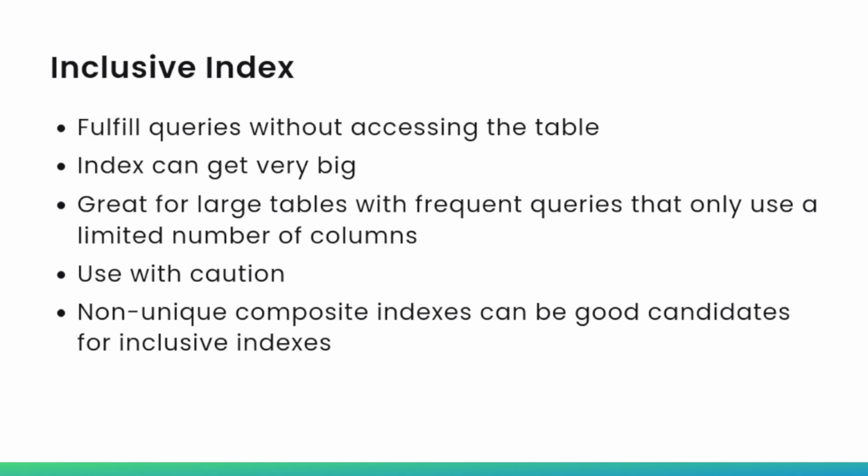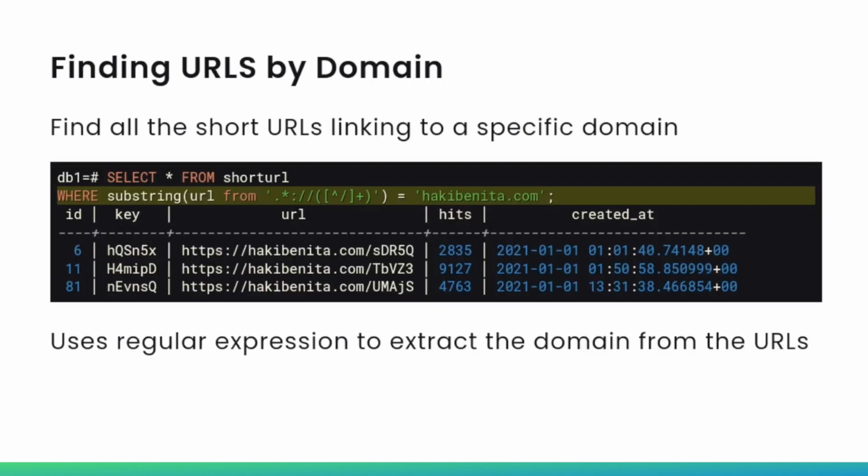But it's an option. If you have a very, very wide table, and you have a bunch of these queries that access a very limited set of values from the table, you can consider inclusive indexes. I personally found that a good candidate for an inclusive index would be non-unique composite indexes. I'm going to come back to that at the end. Let's look at another use case.